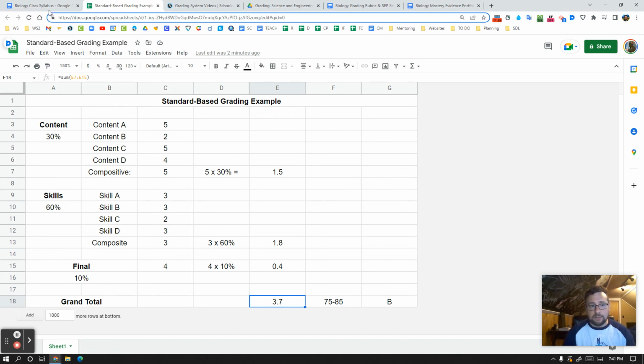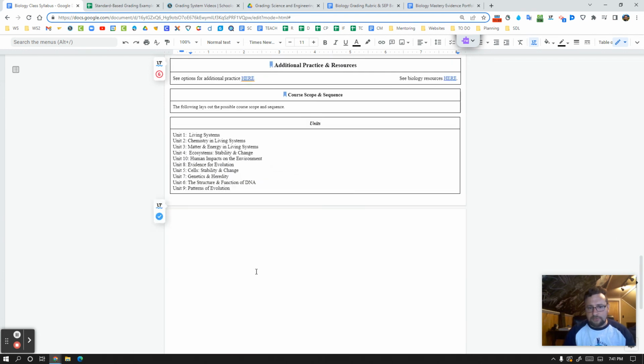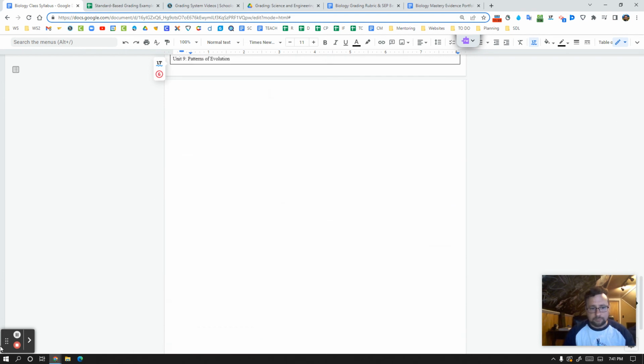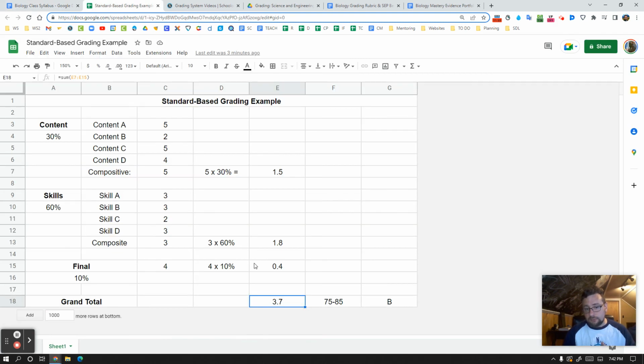Now, if you look at the scale, which is on the syllabus, right, 3.7 is somewhere between 75% and 85%, right? So you're somewhere between transitioning and proficient overall. So that means the student will get something like between 75 and 85%, or a B, on their final grade. Now, this gets calculated automatically on Infinite Campus, but this is what's happening in the background, right?